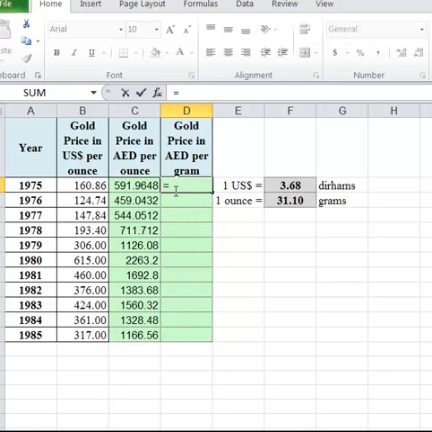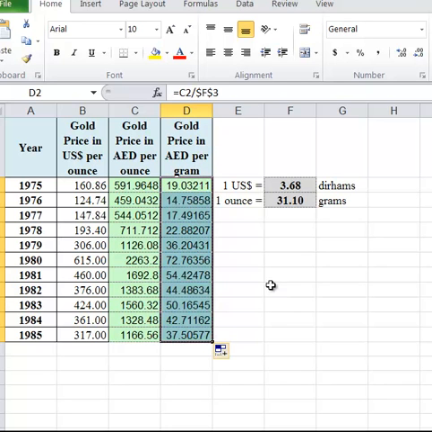Equals whatever is the value in the given cell, divided by the value in this cell. Again, we want to fix this value for all the other cells, so I'll put a dollar sign in front of both the row and column so that this value is fixed for all the cells. This is the price of gold in AE dirhams per gram. If I use the autofill option, this shows the price in different years in AE dirhams per gram.